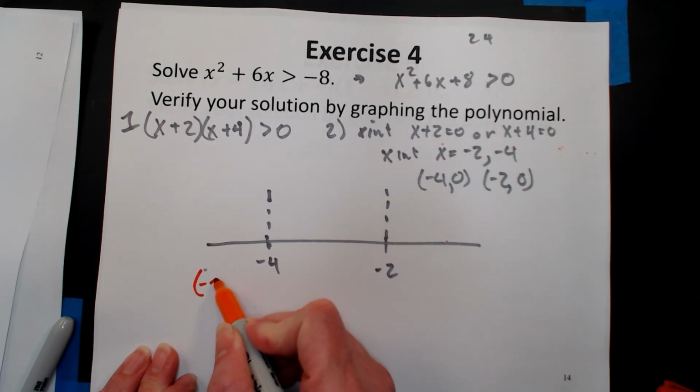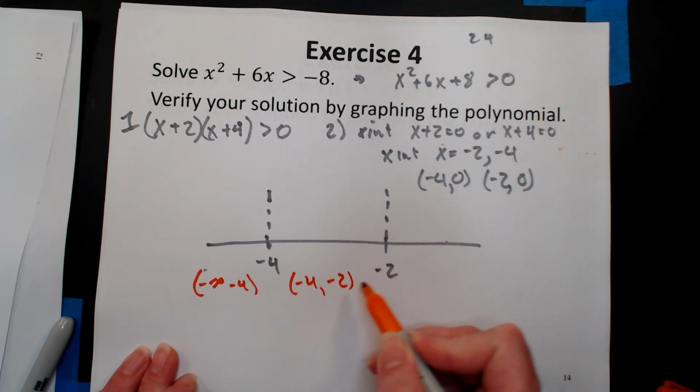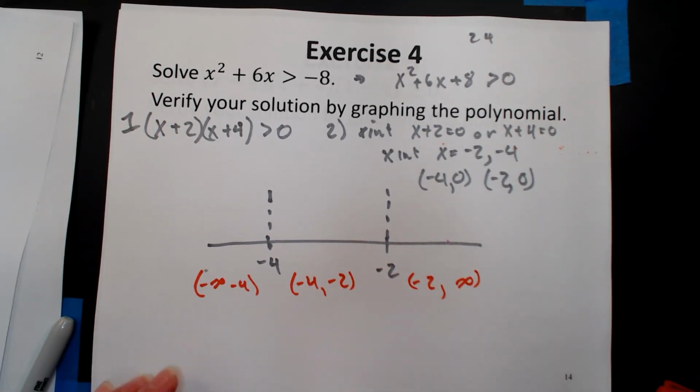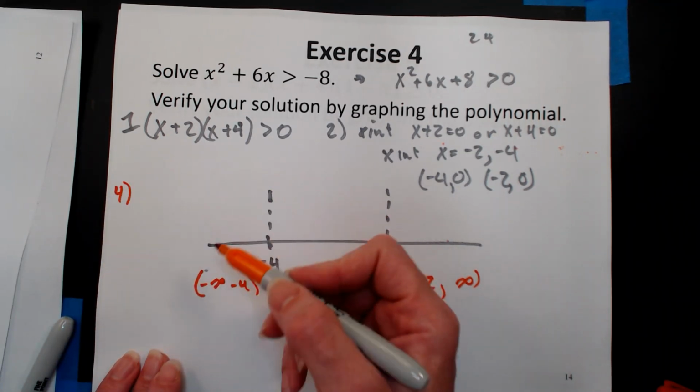So we'll have negative infinity to negative 4 as one of your intervals. Negative 4 to negative 2 is another interval. And negative 2 to positive infinity is your other interval. Now that we have these, we need to choose test points and test.